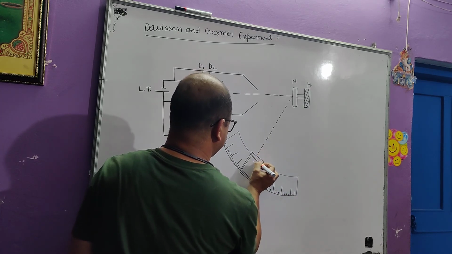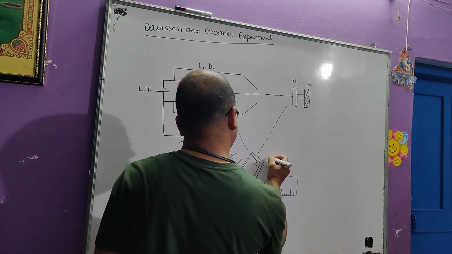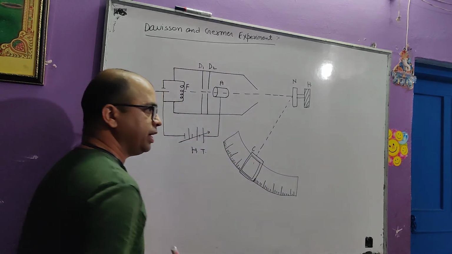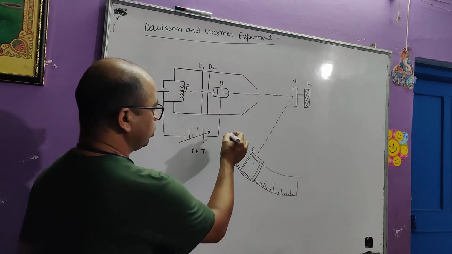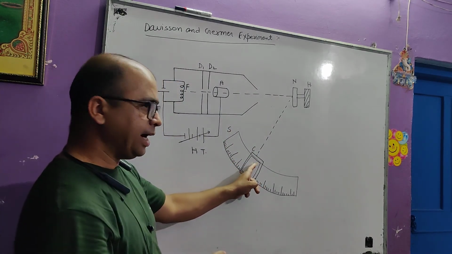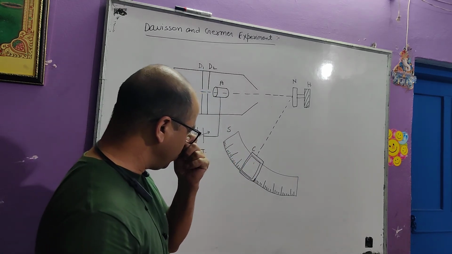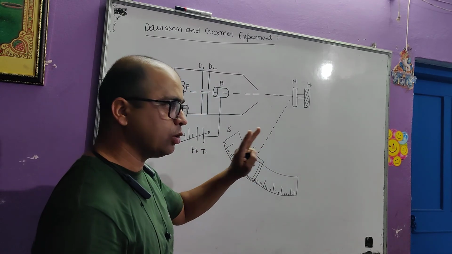Now this is the Faraday collector, C. It has two layers. This is a circular scale S. This is the Faraday collector. It has two layers: this is the inner one and this is the outer one.